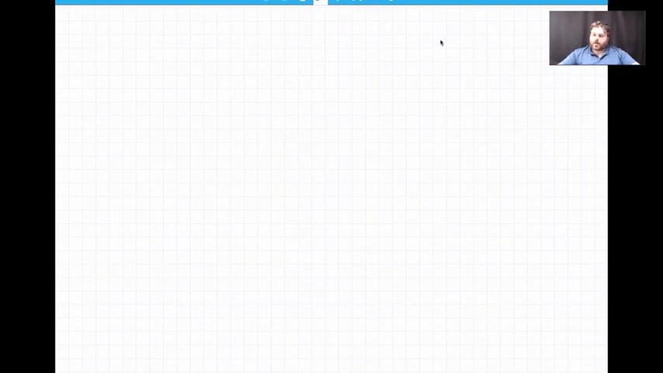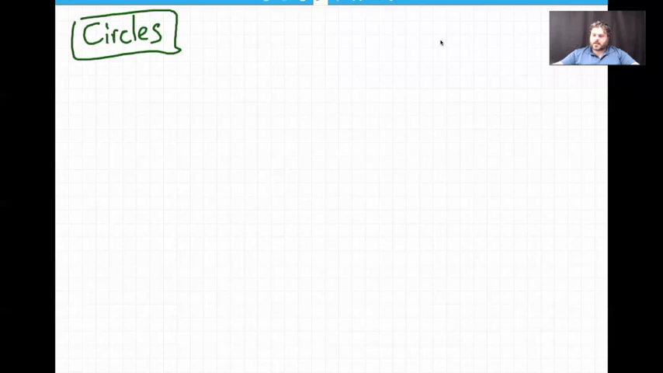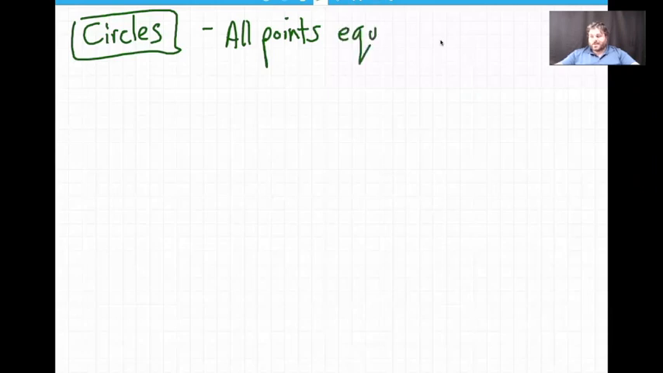We're going to be talking about circles today. So basically everything about circles you're going to need for the ACT. So remember, a circle is just all points that are the same distance from a center point. So it's just a collection of points, okay? All points, we say equidistant. That just means the same distance from a center point.